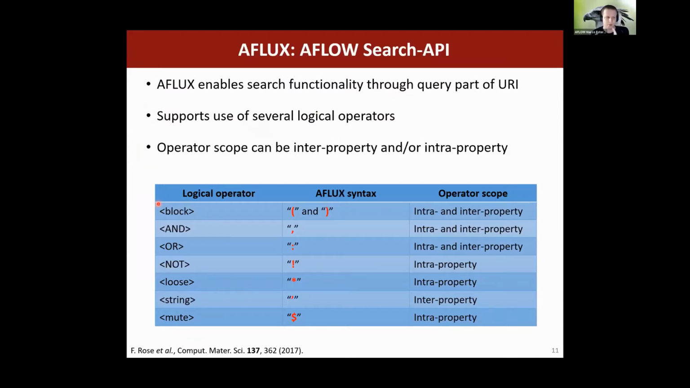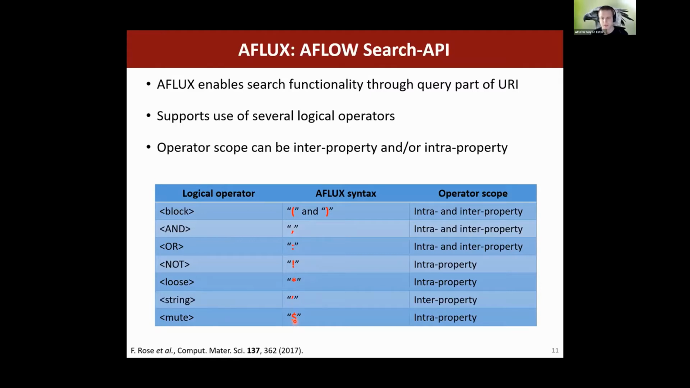We have a block operator, which essentially just encloses and delineates certain logical operators. We have an AND and an OR operator. We have a NOT operator. Anybody who's done coding should be familiar with these operators. We have the so-called loose operator, which is kind of a wildcard operator. I will show you in the next example how that works exactly. We have a string operator, so you can designate that something is a string using a single quote, not a double quote. And we have a mute operator.